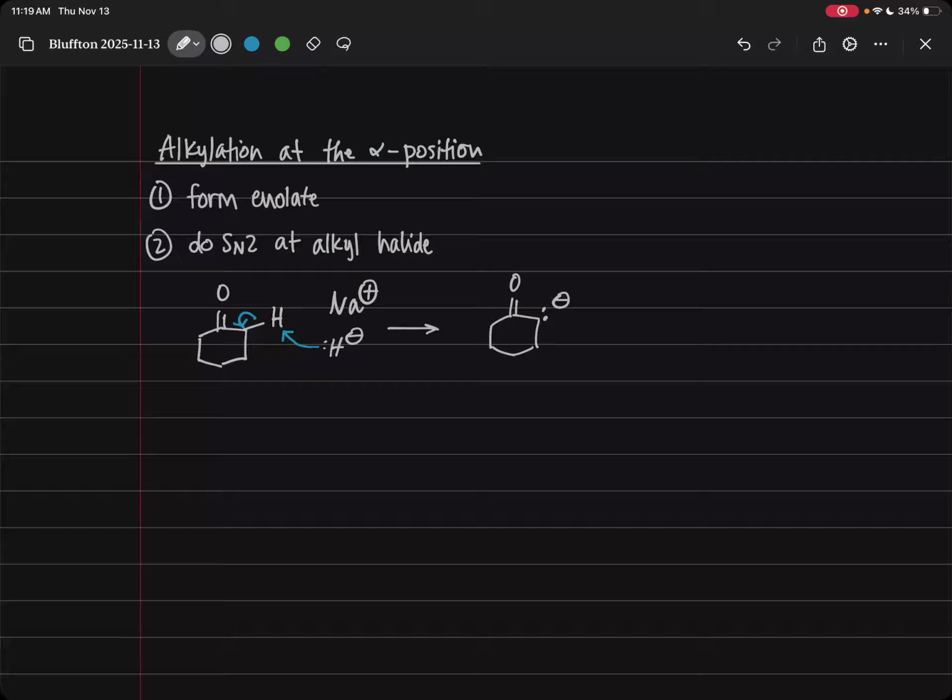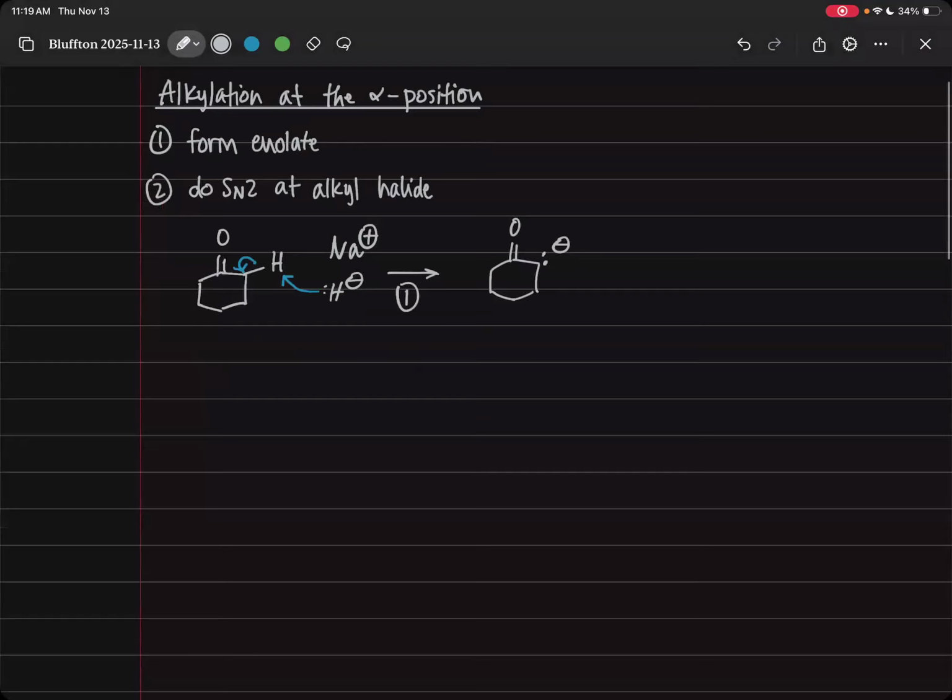There's our enolate. There's another resonance structure of this enolate, as you know, but it's not going to be important for this reaction, although you should still be able to draw it. So see if you could think that out. Okay, so that's step one. And our second step is an SN2 at an alkyl halide. So we're generally going to use bromides or iodides for this, not chlorides. They're typically not quite reactive enough.